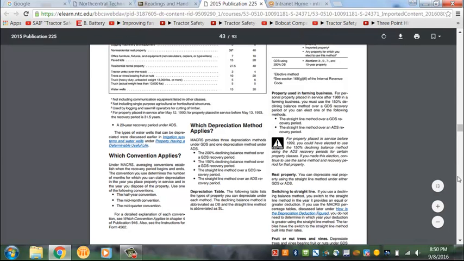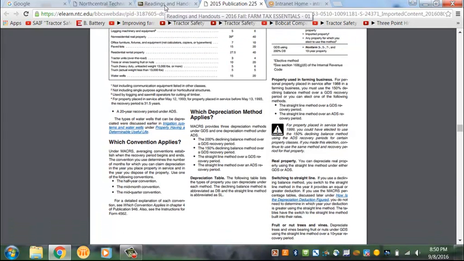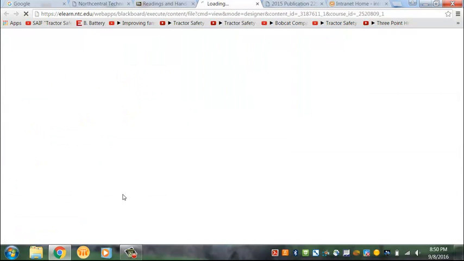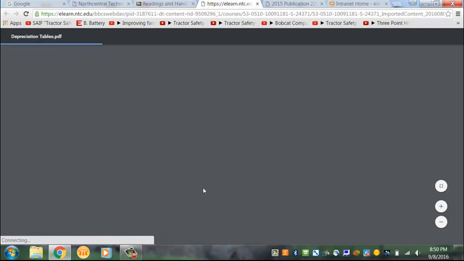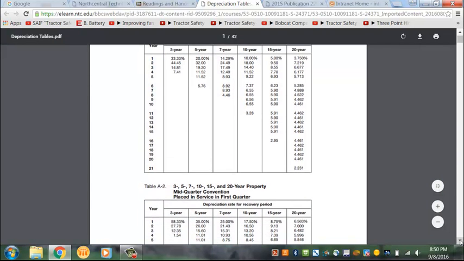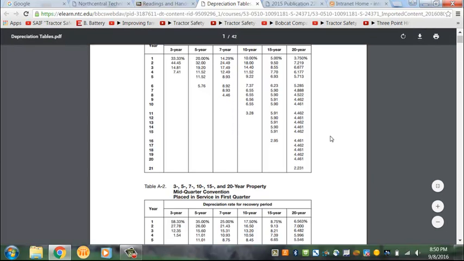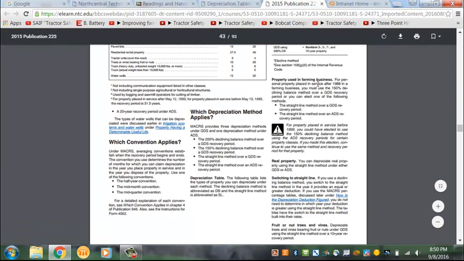If we look on our depreciation tables, which are in the reading and handouts, we will be able to see that there are different percentages for the half year and the mid-quarter. The half year is a little bit more accelerated in certain times over the mid-quarter. The next thing that you have to determine is the useful life of the asset.